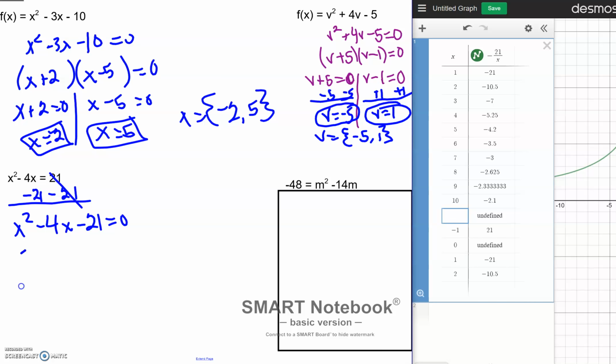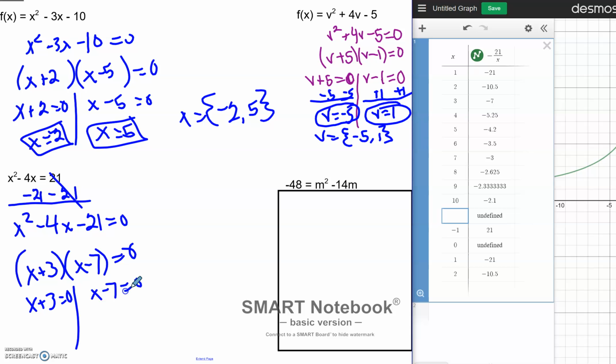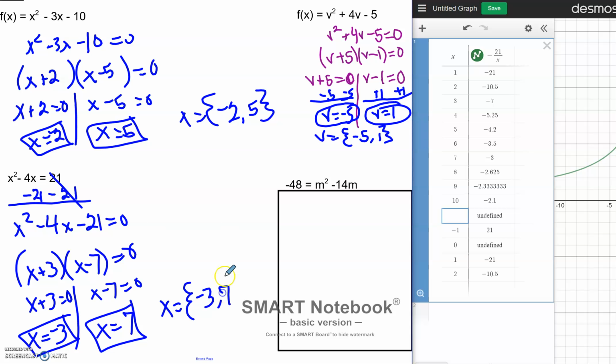So x plus 3 times x minus 7 equals 0. And now set both of them equal to 0 and solve. This is going to be x equals negative 3. This is x equals 7. And the solution set would be x is equal to negative 3, 7.